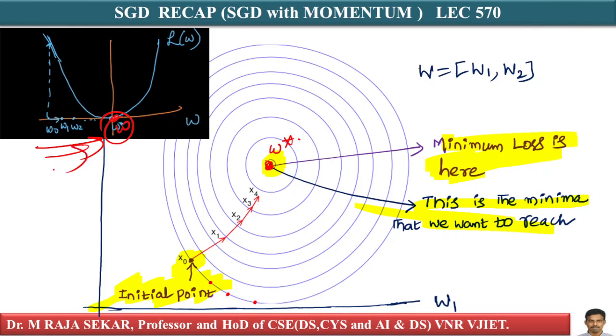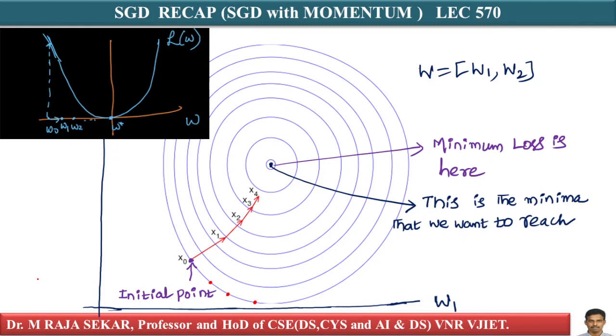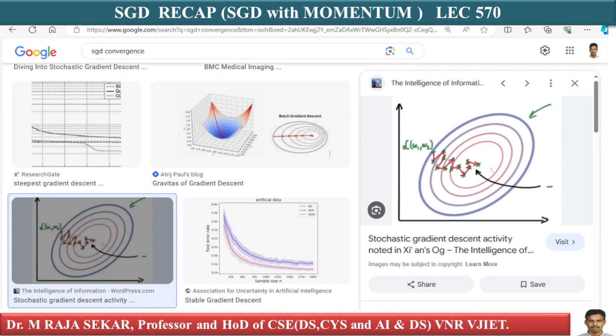It always tries to move to the best value of W, whether it is one dimension or two dimensions. When we use gradient descent, the gradient always points to the optimal point, that is the minima, isn't it? But what happens if you are using stochastic gradient? This is a nice diagram for gradient descent. What about stochastic gradient? See, SGD convergence.